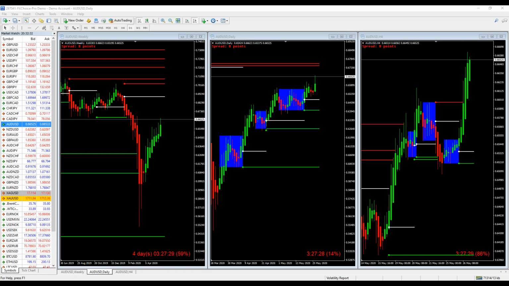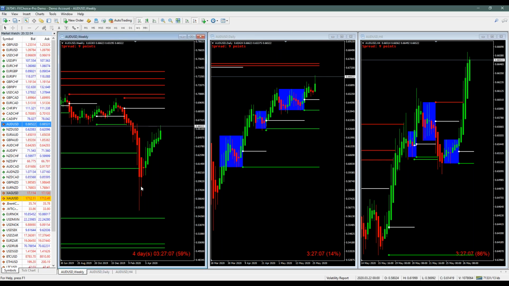Just to be clear on this, this is not saying that these pairs are untradeable. They just don't make the cut for the volatility report, which means you have the chance to be at the very beginning of the move, versus, look at how much Aussie dollar already pushed. So there's still movement to be had in this, but obviously you're not getting in at the turn. That's what the volatility report's about.